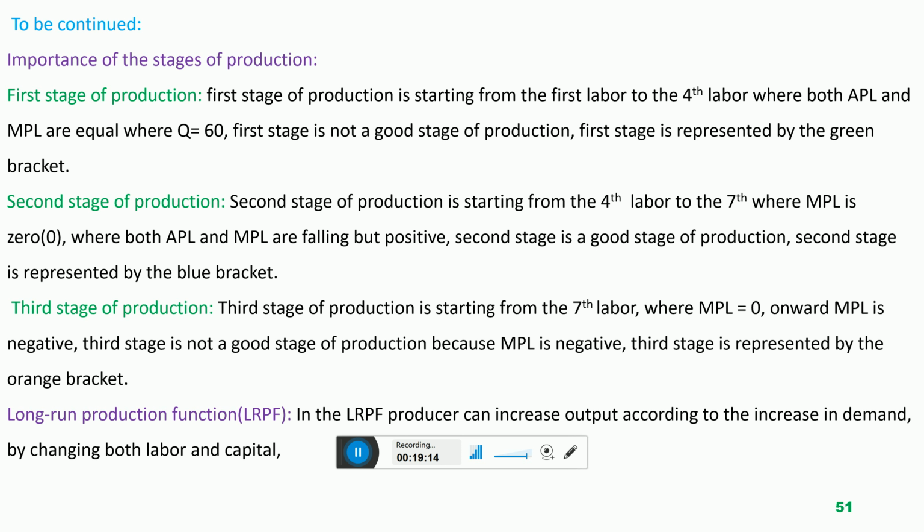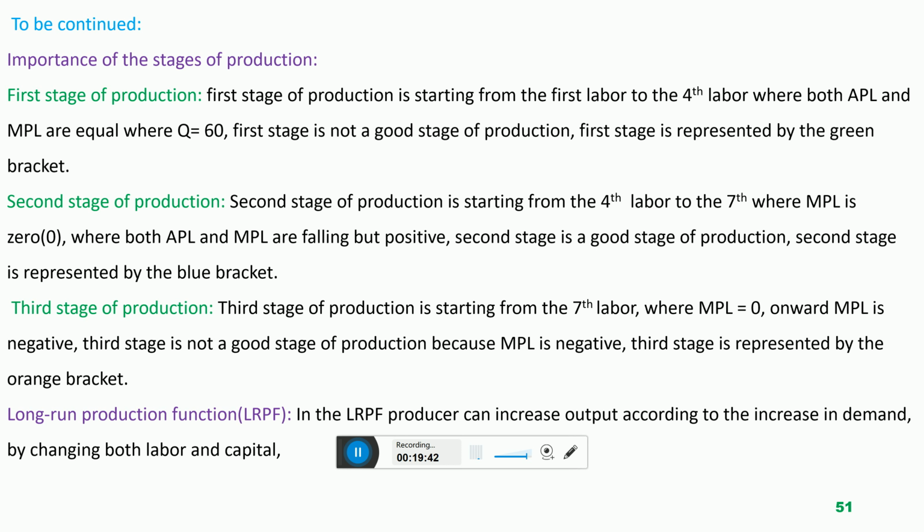In the long run production function, the company can change both inputs, labor and capital. Here we do not keep the capital fixed. If the producer wants to increase supply, the producer can increase supply by increasing both input factors, labor and capital.